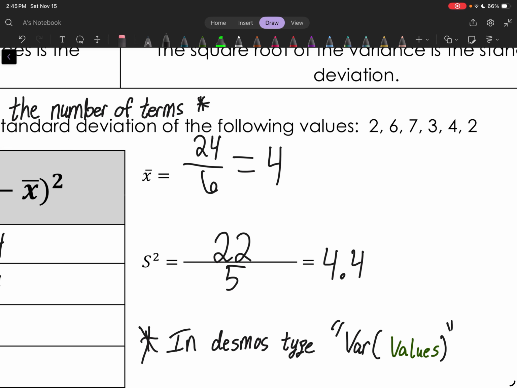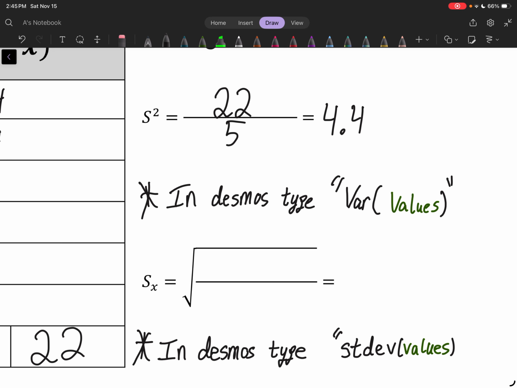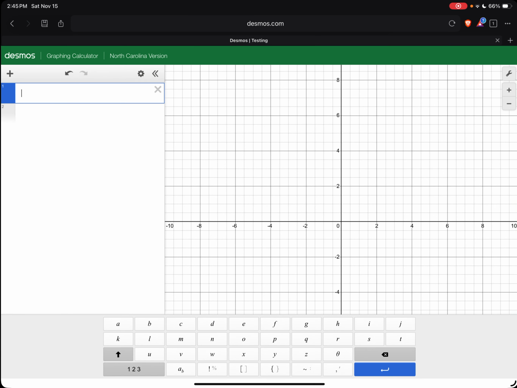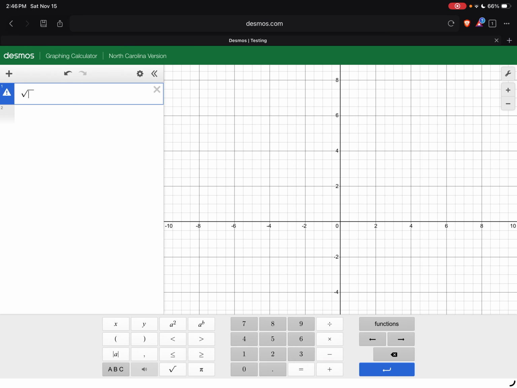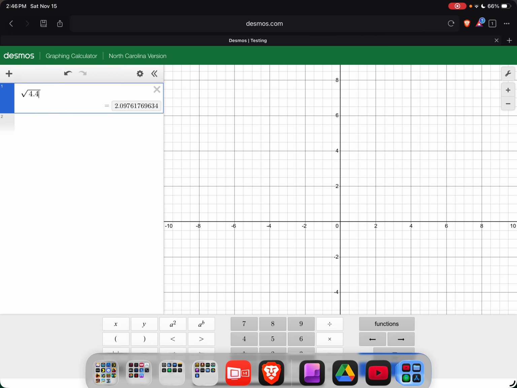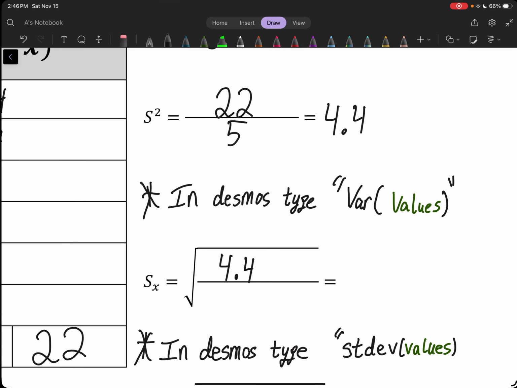Now if we want to find the standard deviation, we can type the square root of 4.4, or 22 over 5. I just went ahead and wrote down 4.4. And if we do that, we get about 2.10.